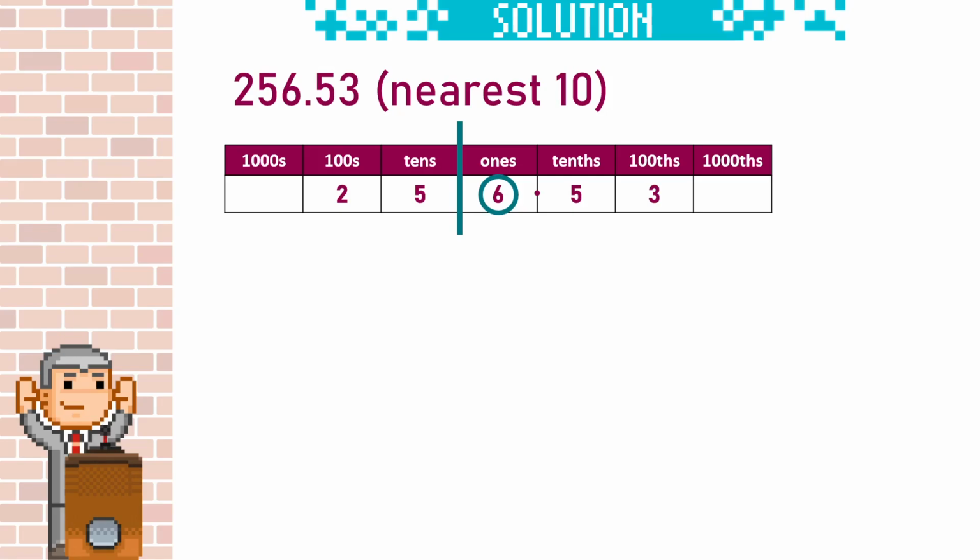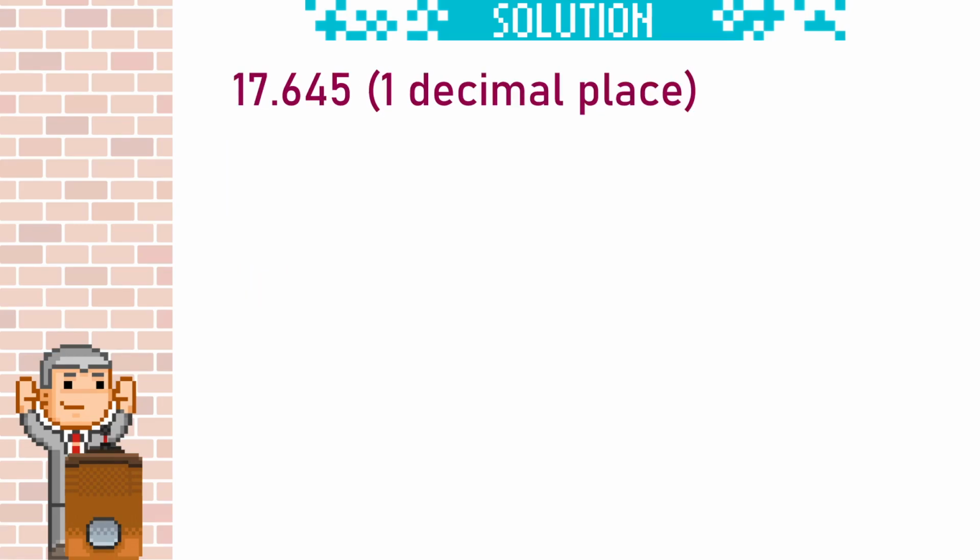If the number is less than 5, we don't need to worry. If the number is 5 or more, then we need to round the number up by adding 1 to the number to the left of the line. So here we've got a 5 to the left of the line, let's make that into a 6. All the numbers now to the right of the line turn to 0, and our answer will be 260.00, or just 260.